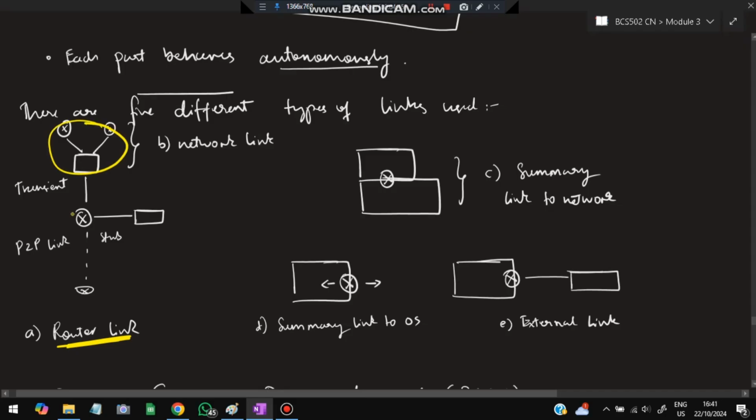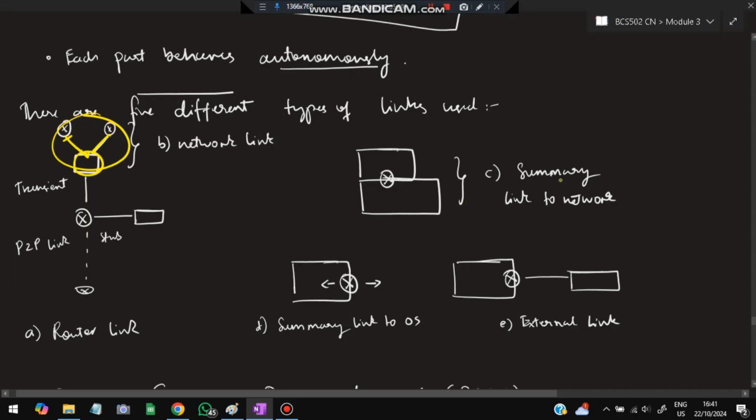Here is the network, and here is the router, and here is another router. The link between the network and the router is called a transient link. The link between the router and another device is called a stub link, and the link between the router and router is called a point to point link. Okay, and this is called the network link. This whole thing is a network where the routers are attached to a device.